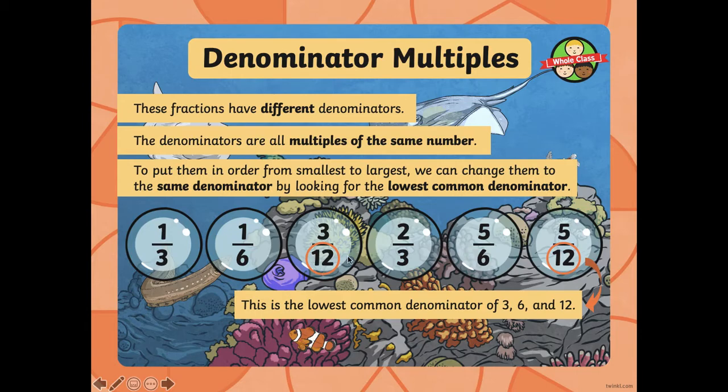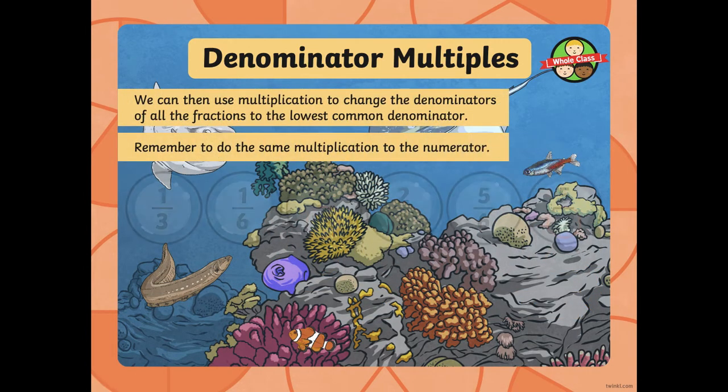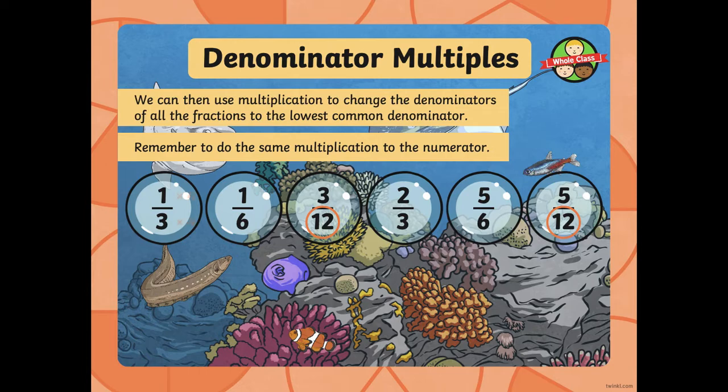Okay, which is 12. So this one is the biggest number here, down here, but it's actually the smaller fraction. That's why it's called this one here. So what you do, okay, is you times the fractions. So for example here, we have to times these fractions to get to 12. Okay, so what have you got to times 3 by to get to 12? You've got to times it by 4.